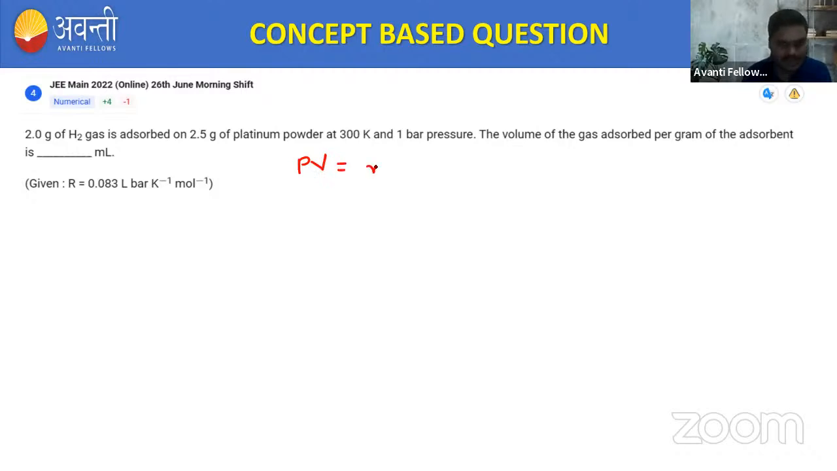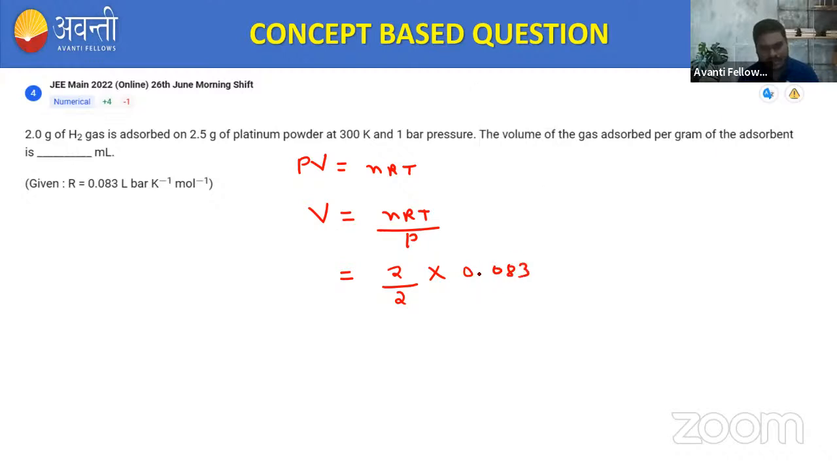We know again PV is equal to nRT. So how will you calculate volume? Volume is nothing but nRT divided by P. So we can calculate volume by using the formula nRT upon P. Okay? Now what is n here? That is the number of moles. So how will you calculate the number of moles? That is mass upon molar mass. So mass is 2, molar mass is also 2. And what is R? What is T? So R we have 0.083.